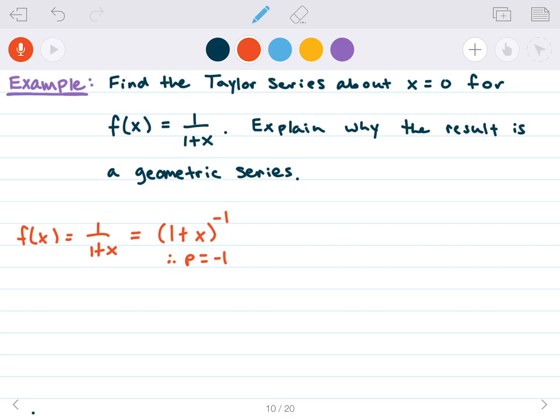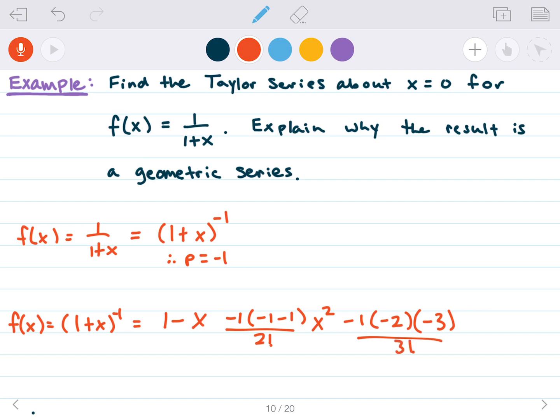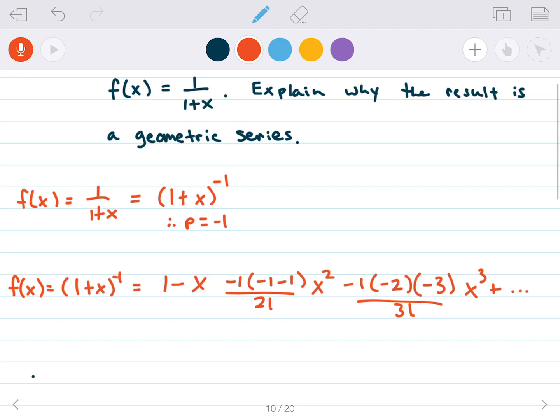So f of x, which equals 1 plus x to the negative 1, is going to equal, when I plug these numbers into my binomial expansion with p negative 1, using the formula on the previous slide, 1 minus x, plus negative 1 times negative 2 over 2 factorial, x squared, plus negative 1, negative 2, negative 3 over 3 factorial, x cubed, and so forth. Let's go ahead and simplify this. When I clean this up, I get 1 minus x plus x squared, minus x to the 3, plus dot, dot, dot.